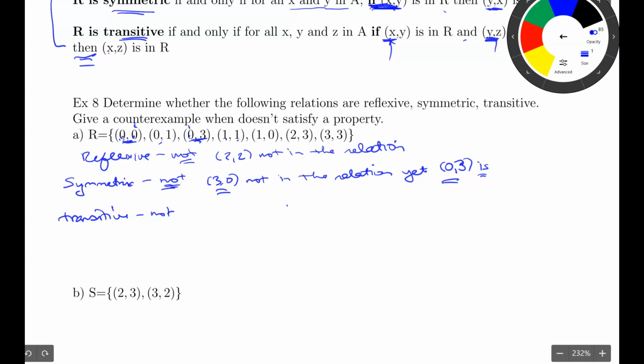Okay, so let's try another one. Let's get rid of those arrows. Okay, so let's try 1, 0, right? If I do 1, 0, I just have to find an ordered pair that starts with a 0. So I'm going to go 0, 3, right? So 1, 0 and 0, 3 are both in the relation. So that means that 1, 3 should be in the relation. It's not. So it's not transitive.